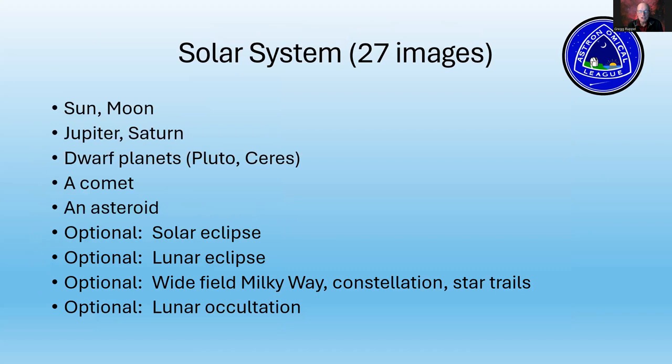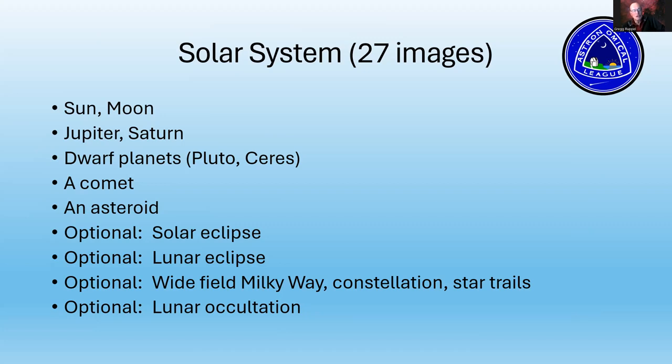There are a couple of general groupings. Solar system images make up about half of what is required. So there are various images of the sun, the moon, the planets, Jupiter and Saturn, dwarf planets, at least one comet and one asteroid. The great thing about the program is that they've got these options.